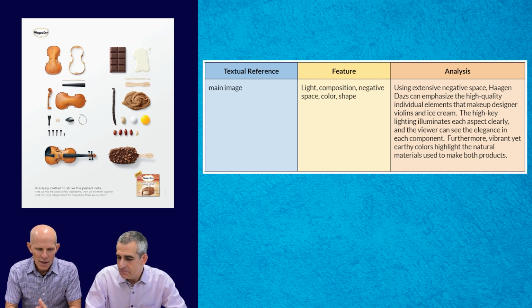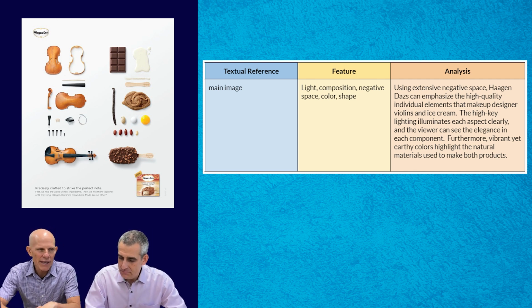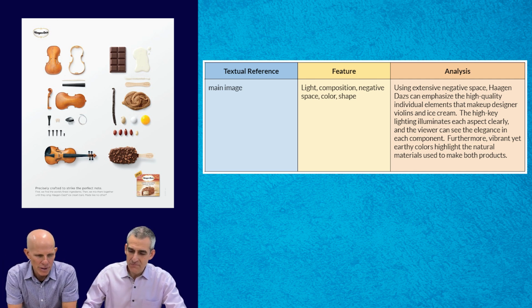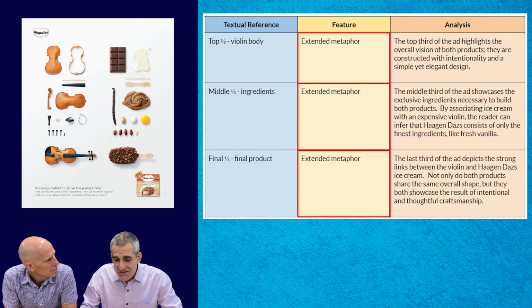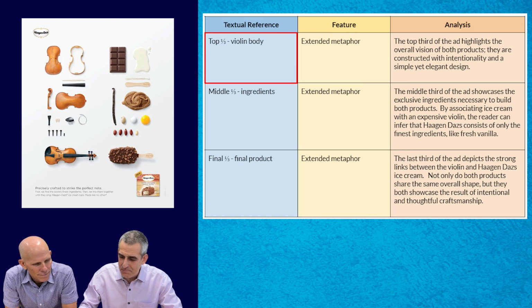It's very light. And when I'm looking at the composition of the entire image, I'm thinking about the symmetry of those two columns side by side with each other. That really stands out. Yeah, of course, we see the extended metaphor comparing the ice cream to the violin. And I think about that top part of the ad, and I think about the violin's body, right?